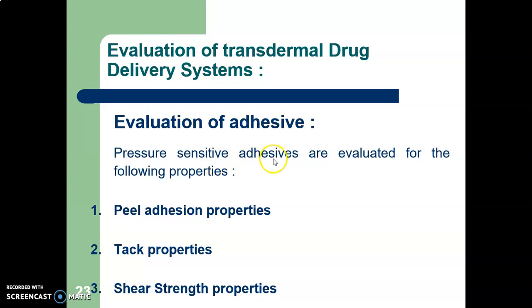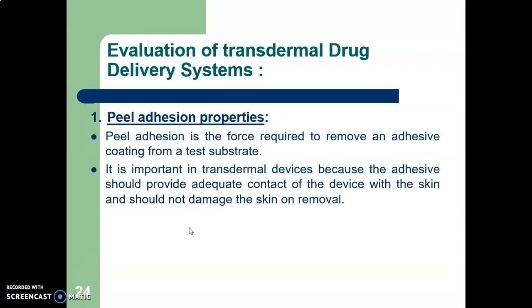The pressure sensitive adhesives are evaluated by the following properties. Already we have discussed in the previous slide. That includes peel adhesion properties, tack properties, and shear strength properties. First one is peel adhesion properties. Peel adhesion is the force required to remove an adhesive coating from a test substrate. That means the amount of force we are going to apply on the adhesive transdermal patch to remove it from a test substrate. Here test substrate means the skin.